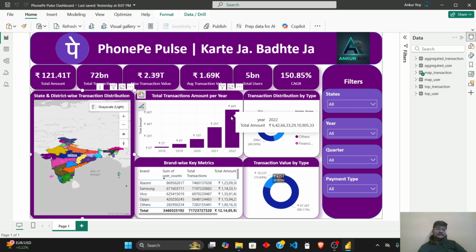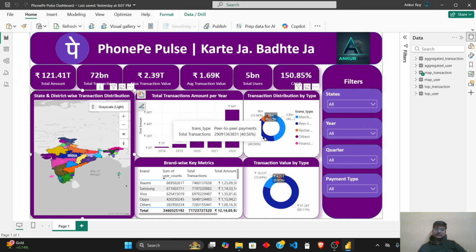This clearly shows exponential growth in digital transactions, especially after 2020. The digital payment ecosystem grew from a few trillion to over 64 trillion in just 5 years, reflecting a major shift towards cashless payments. To the right, we have the transaction distribution by type. Here we can see the types of transactions and the total transactions of that type.